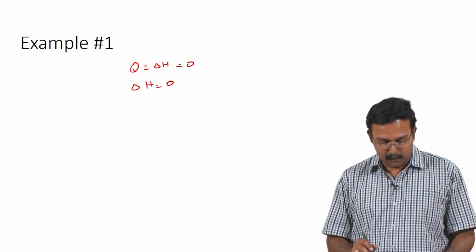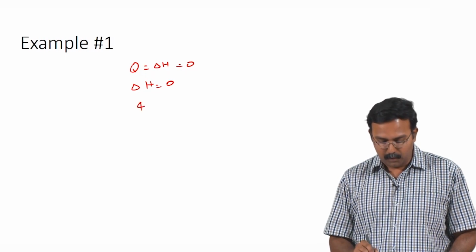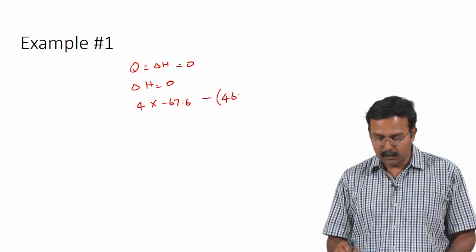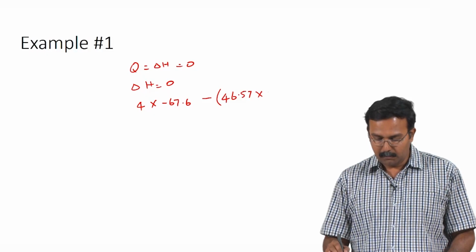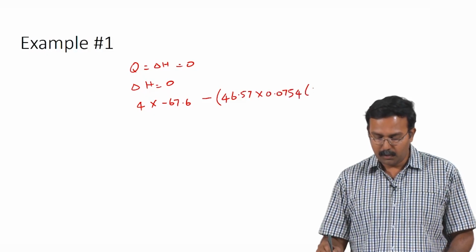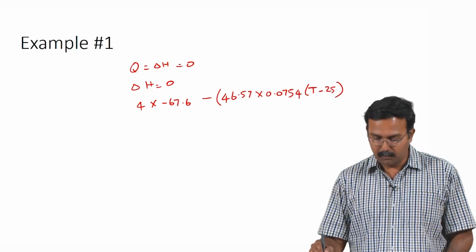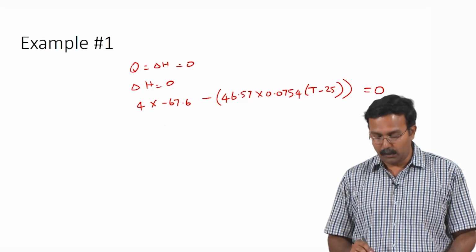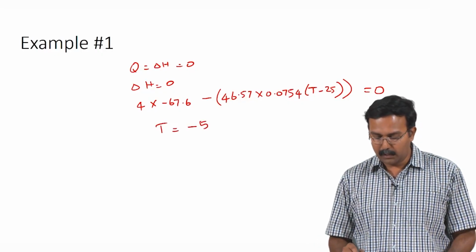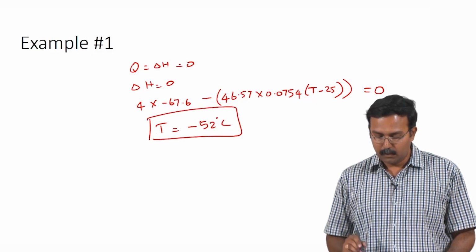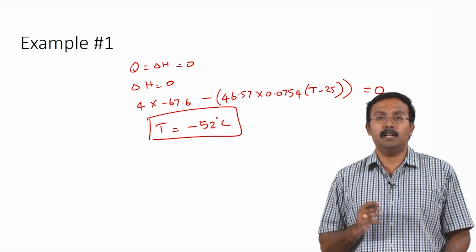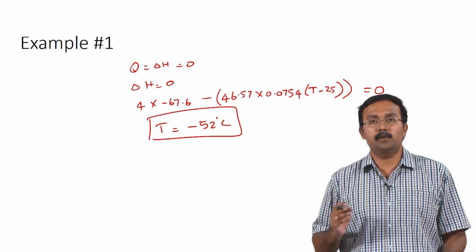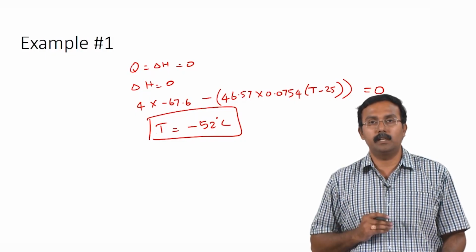So, the delta H can be calculated as 4 times minus 67.6 minus 46.57 times 0.054 times T minus 25 equals 0. So, from here we can calculate the value for T. So, T would be calculated as minus 52 degrees Celsius. So, this means that liquid water at minus 52 degrees Celsius needs to be fed for the temperature of the final aqueous solution of H2SO4 to be 25 degrees Celsius.